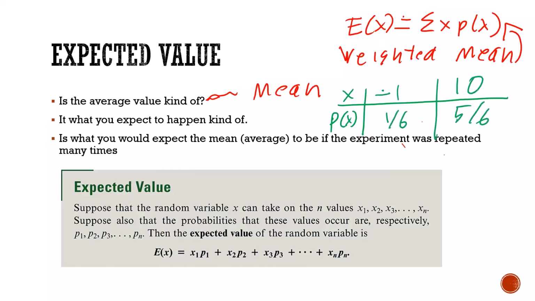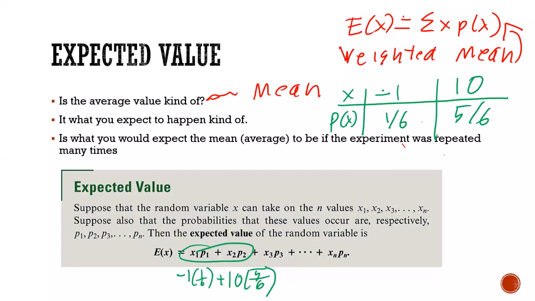Notice we did exactly this, right? So there's only this part of it. So it's the x value, -1 times 1/6 plus 10 times 5/6, right? So one thing I want you to notice is that E of x is a value, right?